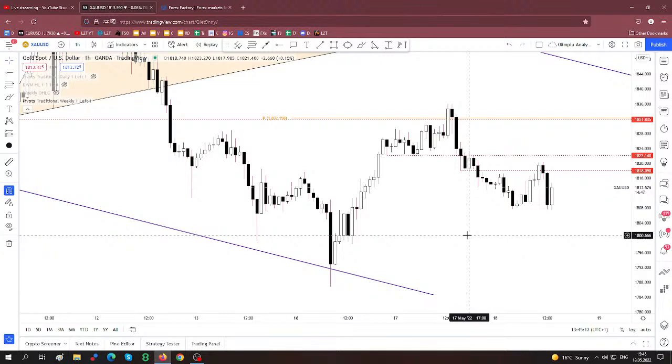I'm using the crypto market. I'm using all time frames. I'm using daily, weekly, 4 hour, 1 hour, 30 minutes, 15 minutes.